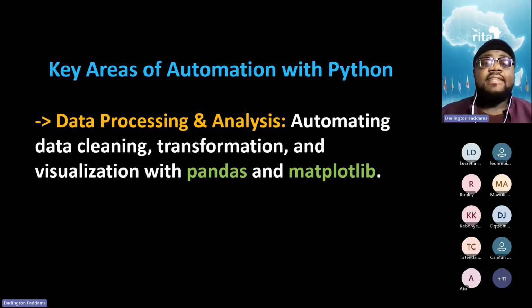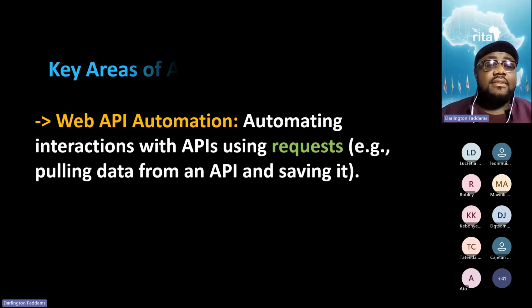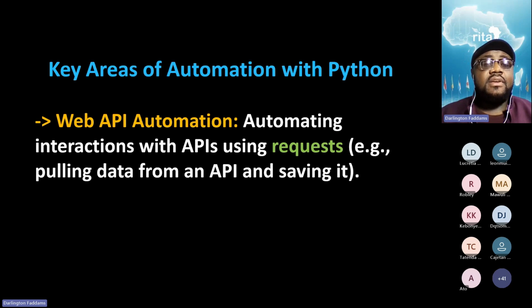So all of that can be done using Python. You can also automate web API. So we have web API automation, automating interactions with APIs using requests. Who remembers requests? We learned a lot about requests in our previous lessons. All right, thank you. And so you can automate interactions with APIs using requests.